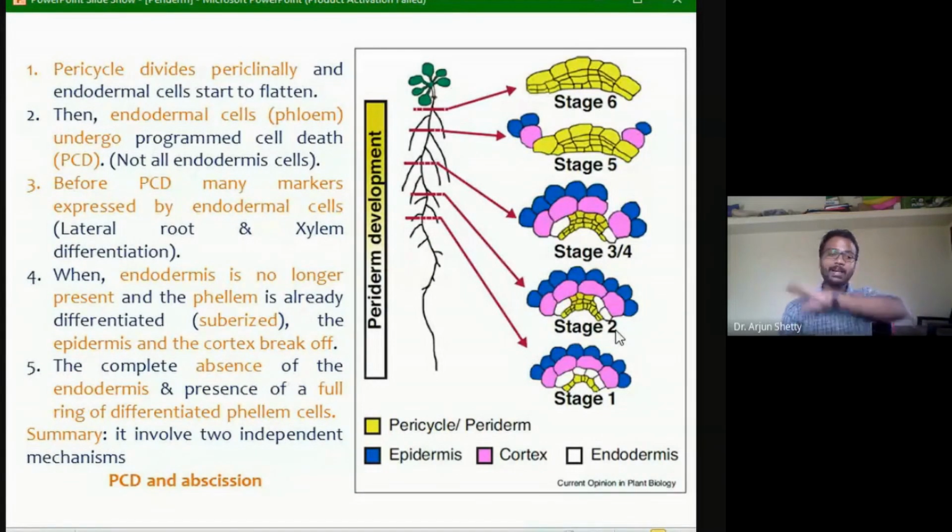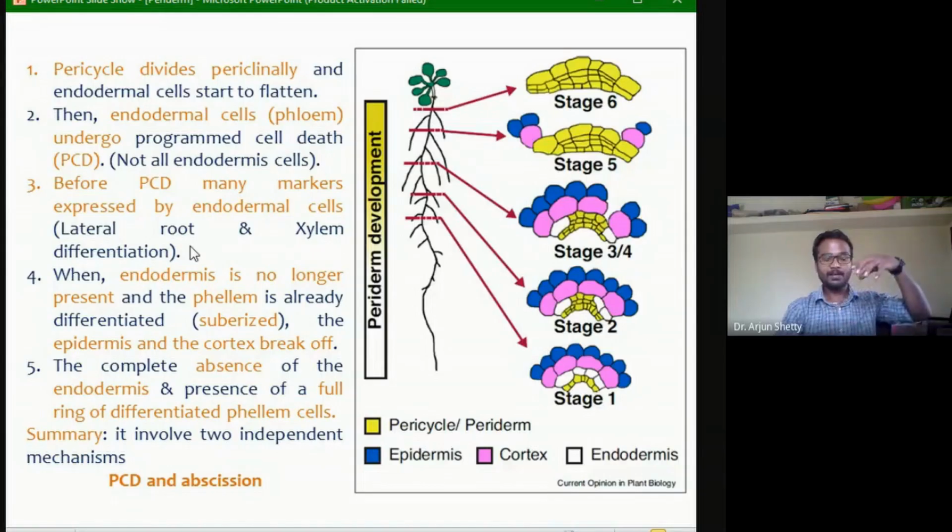Not all the endodermal cells die as soon as the pericycle starts dividing. Only where the pericycle divides, in this particular region showing periclinal division, do they die; the remaining endodermal cells are still there. Simultaneous pericycle division occurs, and as the pericycle division increases, gradually the endodermal cells die. They undergo programmed cell death, that is, apoptosis.